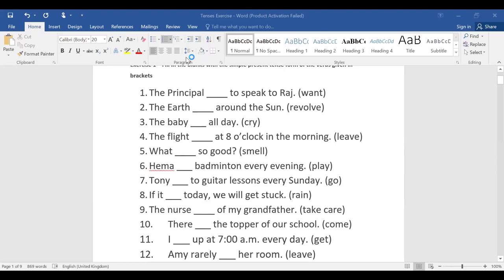Edward Ankra: wanted, revolved, cry, leave, smell, plead. Are you sure you are part of this class, Edward? Pay attention. You have to do present tense, not past tense. Emmanuel: get, leaves, gives, cooks, chair, steady, meet, moves, bags. You got some right, you got some wrong, Emmanuel.